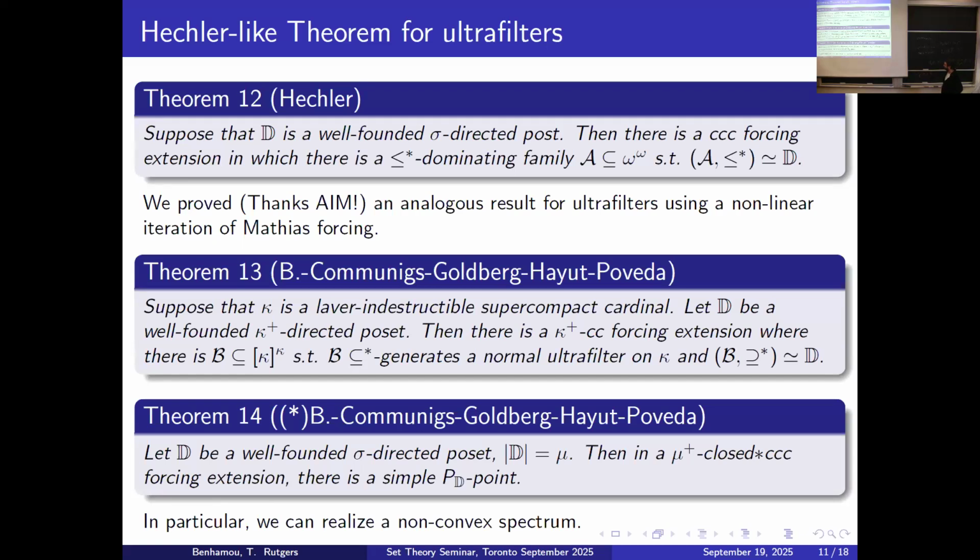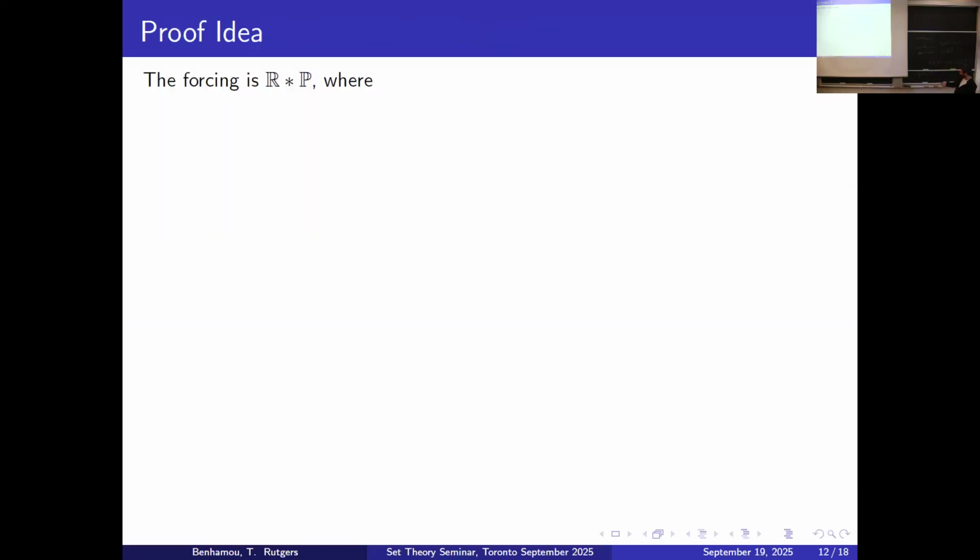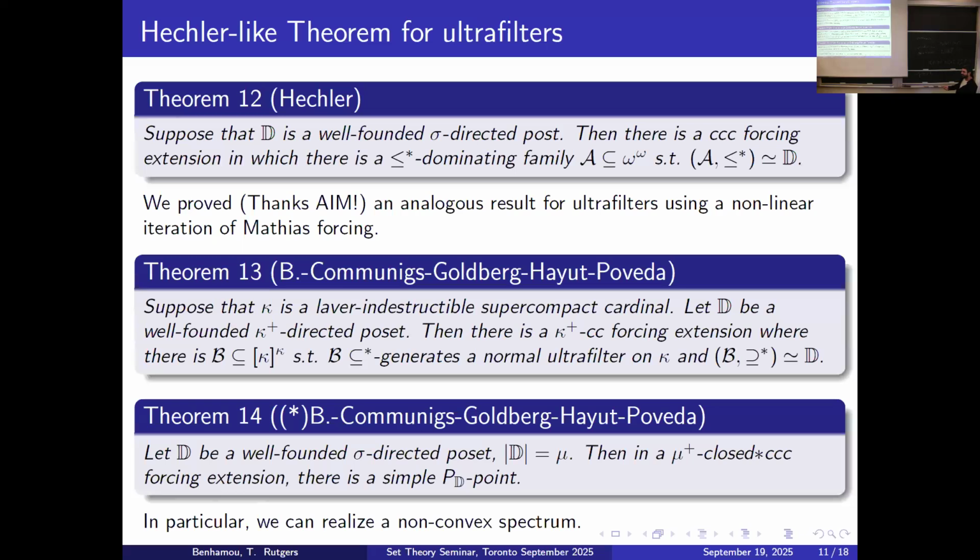Okay, so my plan was to go over the proof of that, but I don't think I have time. I can tell you kind of the idea. Basically I'm going to do the omega case, the second theorem. Now you're going to see where I need the mu plus closed and CCC. This is basically to force some diamond.